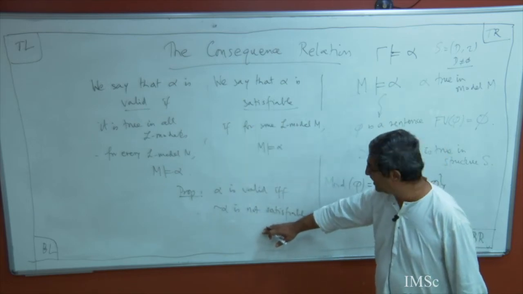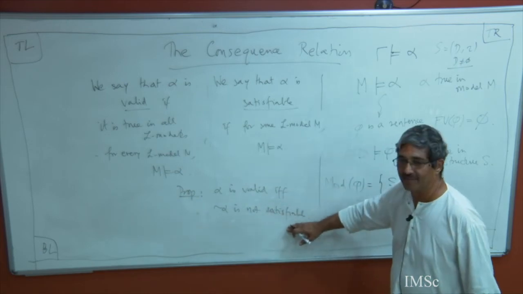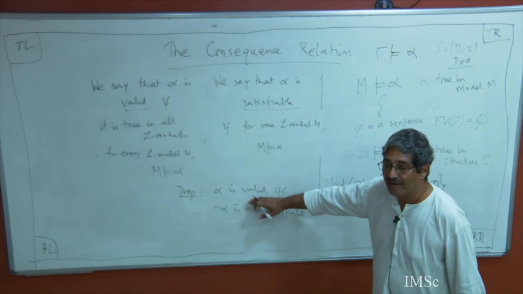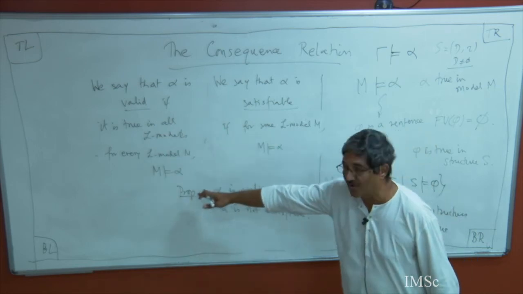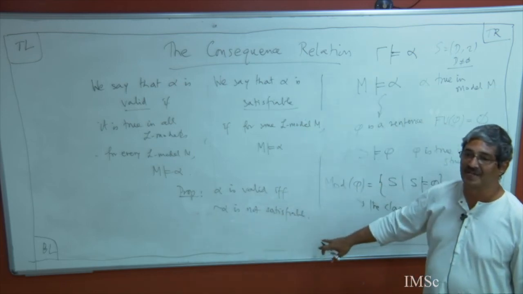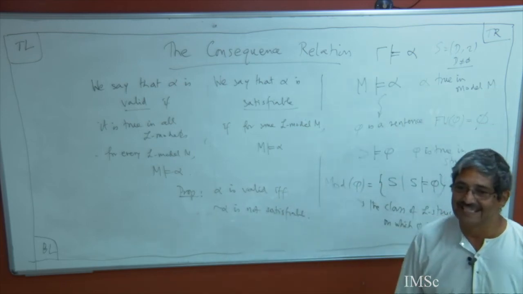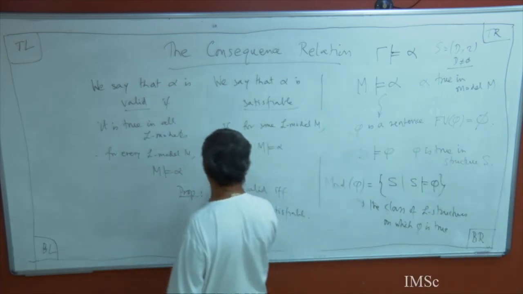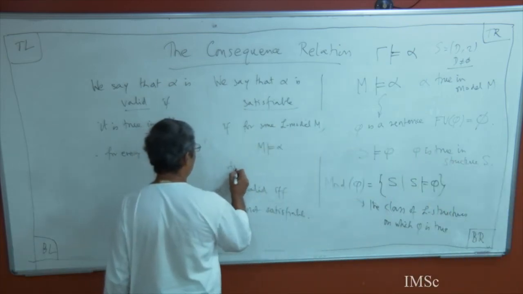Conversely, suppose not alpha is not satisfiable. We want to show that alpha is valid. Suppose not. That means there is some model in which it is not true. But in that model, negation alpha is true. But we assumed it was not satisfiable. Okay. Make sure that you understand this. These are dual notions.